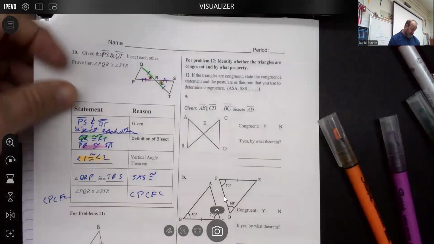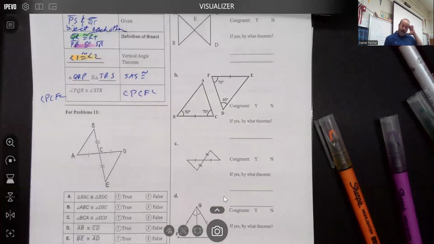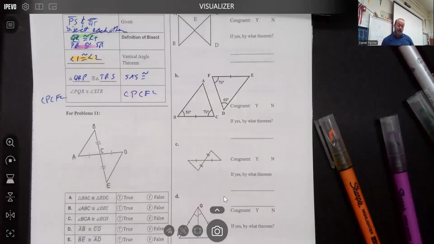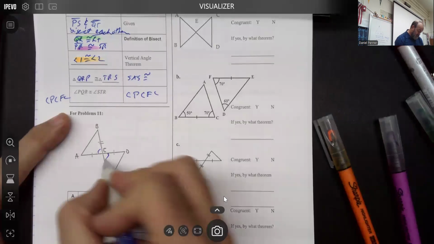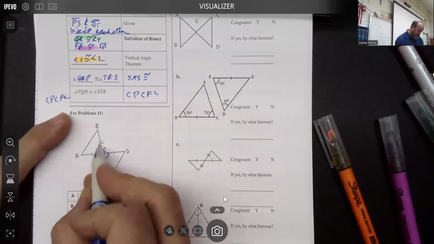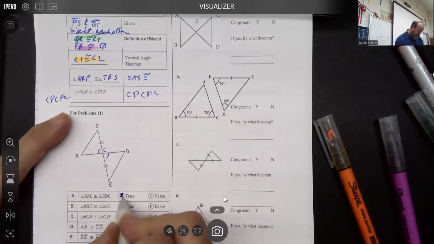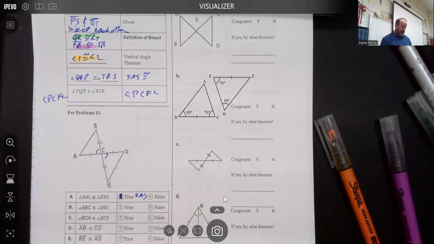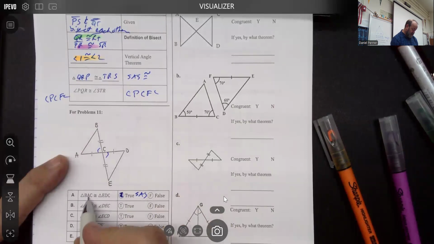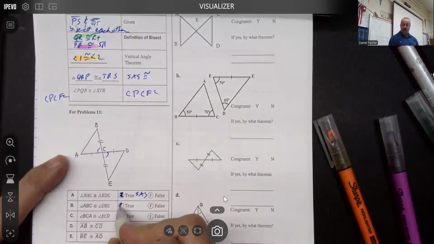All right, now moving to problem 11. We're asking about really the corresponding parts. So this is really a repeat question of the one above. This is an SAS set of triangles, side, angle, side. So that is definitely true. I'm going to write SAS here because I know that that is true. But remember, when we look at figures, we want to make sure that our order is right. So ABC is 2, 1, 3, should be 2, 1, 3, DEC. And that was actually done right. That's CPCTC.